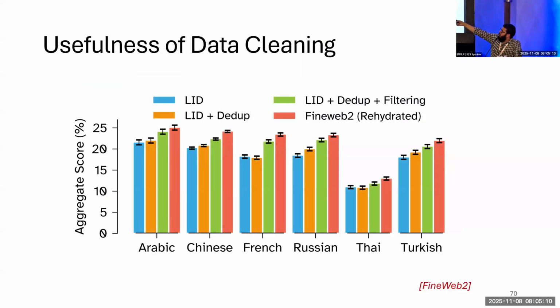The main thing to look for is the red line towards the rightmost. That is a combination of all the steps that we had. That gives you a better aggregate performance over a bunch of languages across the various benchmarks.